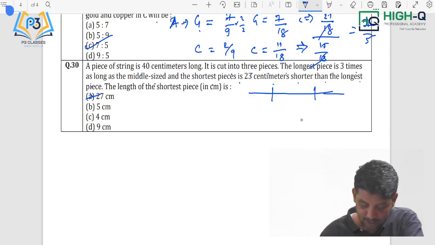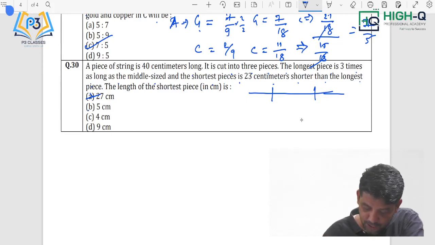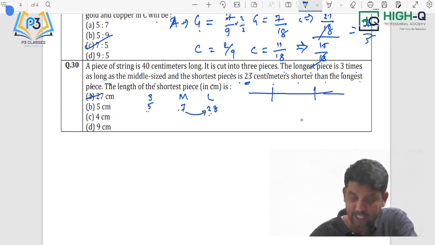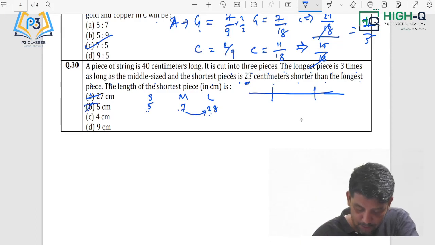So leave it. Okay. Now take 5 centimeter. If shortest is 5 centimeter, then longest is going to be 28 centimeter. Do you all agree, my dear? Because of 23 centimeter. So what is the condition for medium? The longest piece is 3 times as long as the middle size. Now the middle size remaining is 7, I am getting. So this is not 3 times, actually this is 4 times. Therefore that option also is not possible.